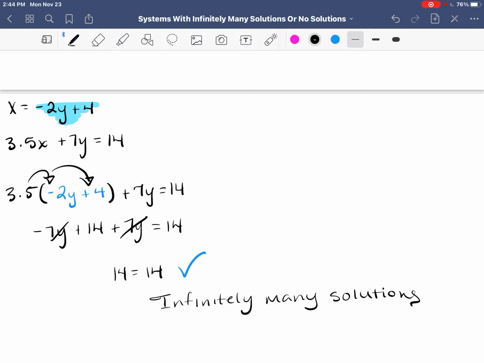Which also means you have one line. Both of these are one line. These are the same lines. Okay, that means these are the same line. That means they just meet on each other in every single point. It's going to be the same for y.